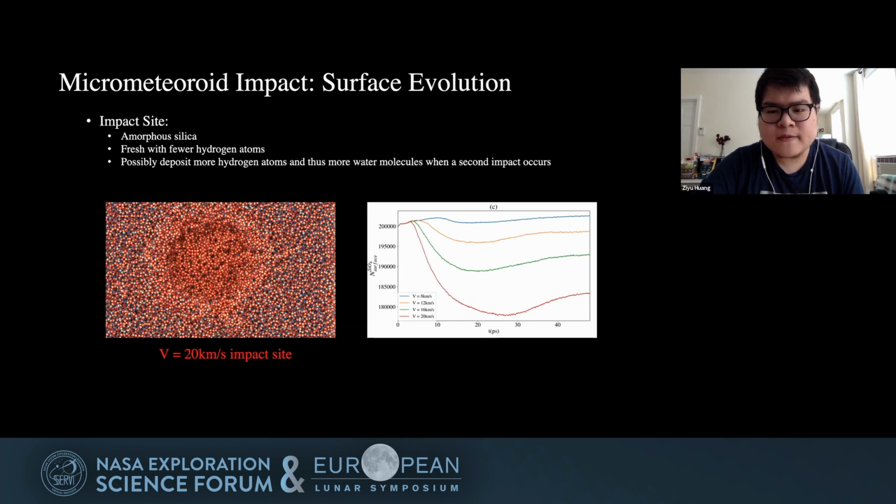The impact removed the hydrogen on the surface, making the surface fresh again, and this could be ready for another implantation cycle. And also the amorphous structure makes it possible to deposit more hydrogen atoms in the implantation, and thus more water molecules could be formed when the second impact occurs in this post-impact site.